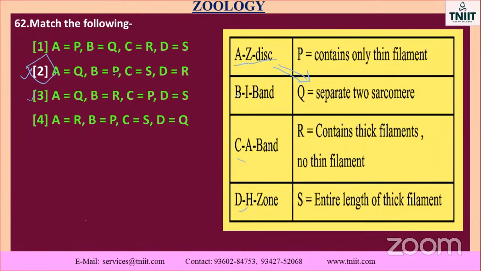Okay. B is P. See here, B is the I band. It only contains the thin filament. So the I band is the thin filament. And C is S, the A band. The A band is nothing but the entire length of the thick filament.